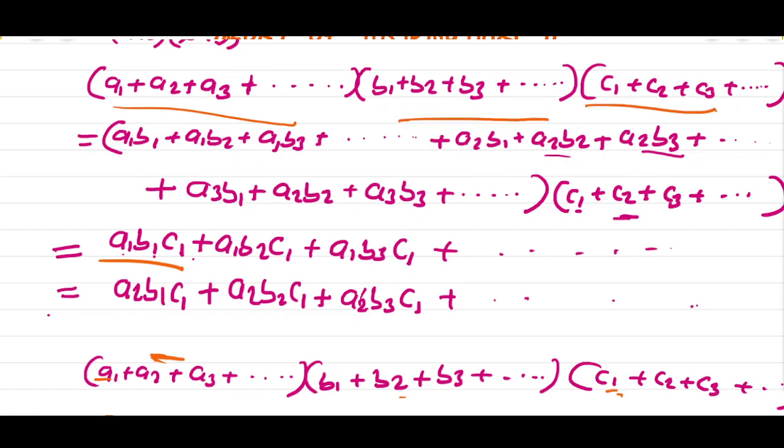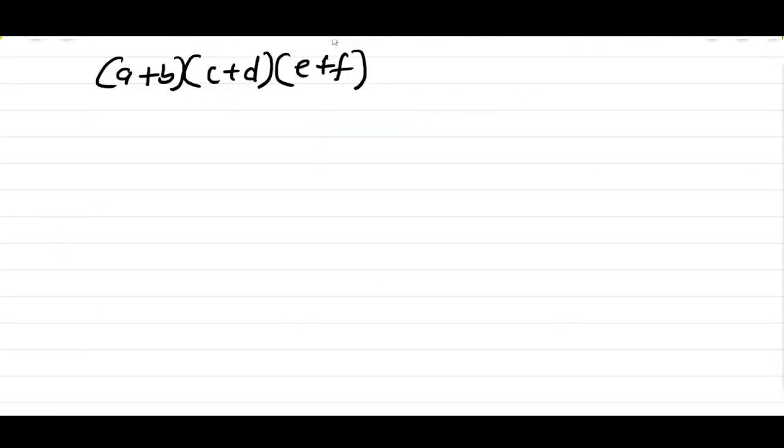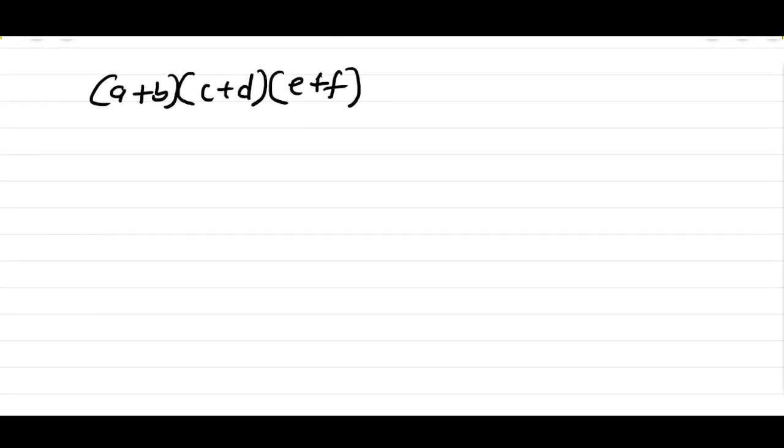Let's do a concrete example. So I'll show you what I mean. Suppose we want to multiply out this expression (A plus B)(C plus D)(E plus F). Like I said, we just take one term from this bracket and another term here, and form their product. So we have A, C, E. We may also combine A with C and F, so we have A, C, F. Then we can combine A and D, so A, D and E.